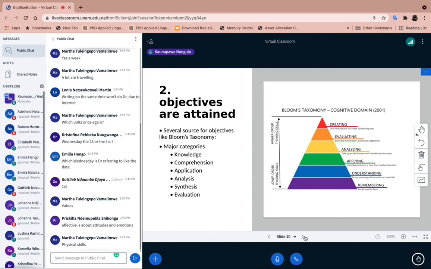To think about objectives, we can think about them in terms of Bloom's taxonomy. We have spoken about Bloom's taxonomy before, and in this module they still have included the older version. The older version has knowledge, comprehension, application, analysis, synthesis, and evaluation. However, in the newer version of Bloom's taxonomy, we have creating, evaluating, analyzing, applying, understanding, and remembering. All right, and that's how we get to think about the objectives of the lessons.